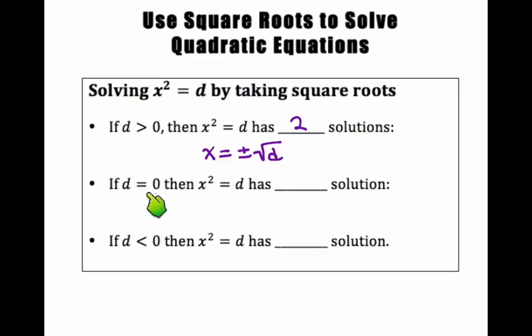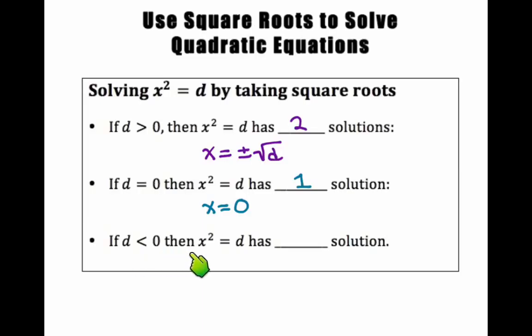Okay, if d equals 0, then x squared equals 0. How many solutions do we have? We only have one solution. What would that be? Well, x then would have to equal 0, because that's the only number we can multiply by itself to get 0, right? So if d is 0, the square root of d will also be 0.